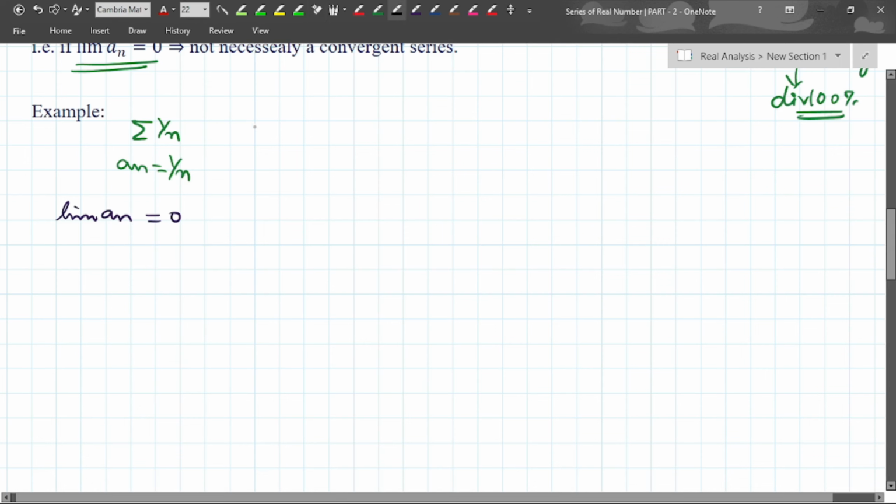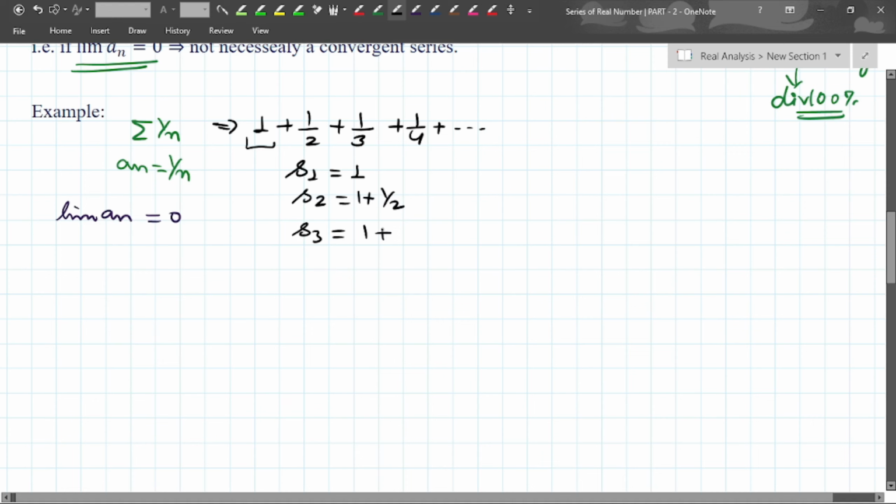First, write the series. It is nothing but 1 plus 1 by 2 plus 1 by 3 plus 1 by 4 up to 1 by infinity. S1 is 1, which means the sum of the first term. S2 means 1 plus 1 by 2. S3 means 1 plus 1 by 2 plus 1 by 3. Like this. So what is Sn? That is nothing but 1 plus 1 by 2 plus 1 by 3 plus 1 by 4 up to 1 by n.